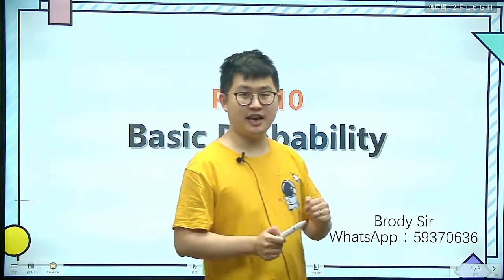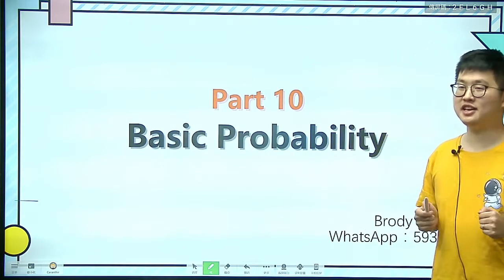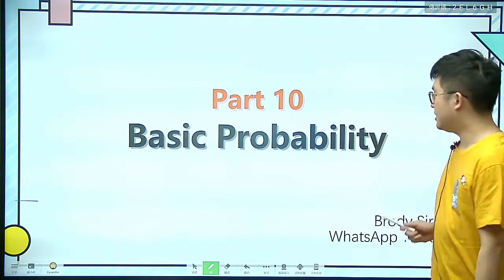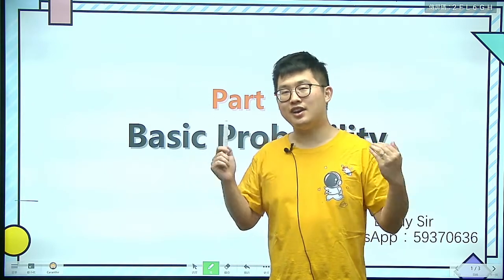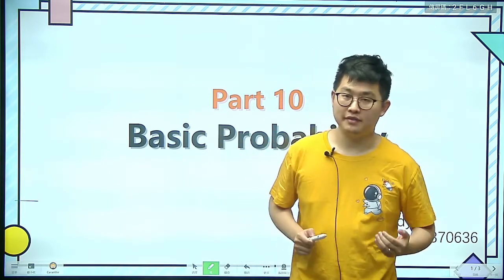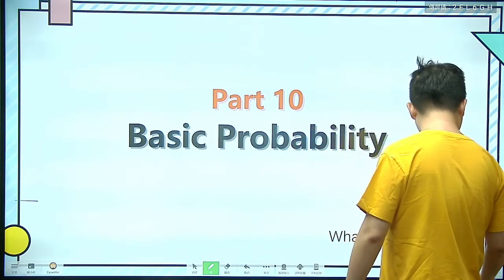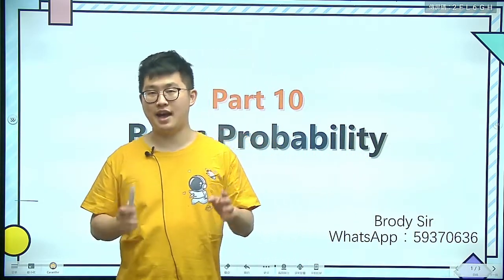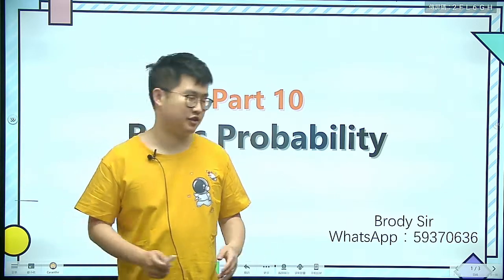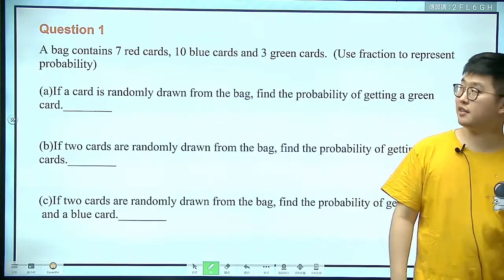Today's topic is about basic probability. Probability is how likely something is to happen. Today's questions are picked from DSE math, so they can be a bit difficult. Now let's take a look at the first one.